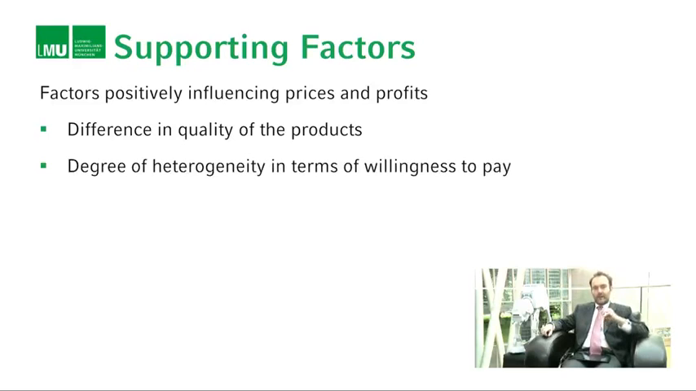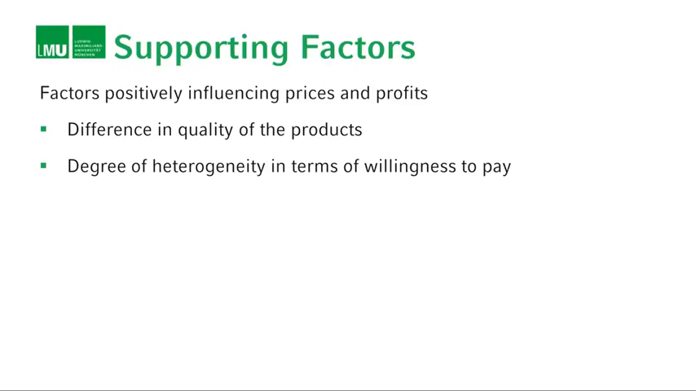The second factor that affects the profits of firms is the degree of heterogeneity in terms of the willingnesses to pay of consumers. In other words, if there are two segments that are very different from each other, one segment of the market is very price conscious and has very small willingness to pay for higher quality, and another segment of the market is willing to pay a lot of money for high quality. If that's the case, then we're basically talking about two different markets, and these two firms will serve different markets and will make fairly high profits.